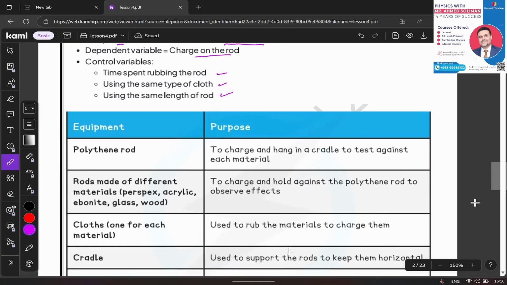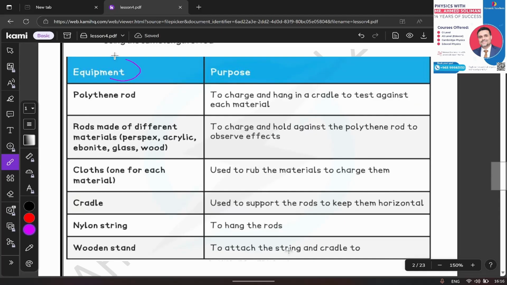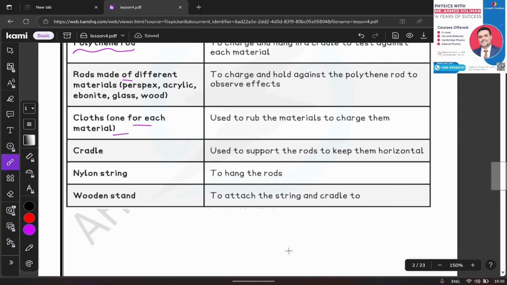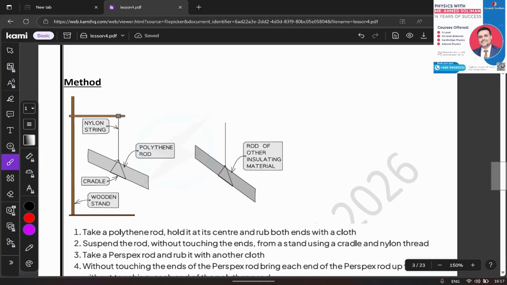Okay, now this is the experiment. Equipment required and the function of each one. So first we need a polythene rod. I will explain the polythene rod in the experiment, and rods of different material, and the cloth to rub the rod with, a cradle and nylon string and a wooden stand. Now let's move to the experiment.